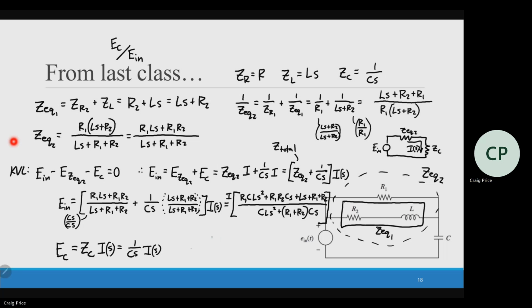But the last step is I now just take EC over En. I have a definition for En that involves the current. I have a definition for the capacitor voltage, which involves the current. Those currents are going to cancel out just like the last problem, and we should be able to get to one second order transfer function relating the two.